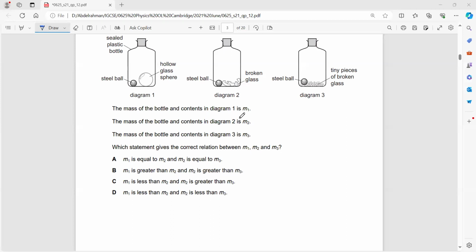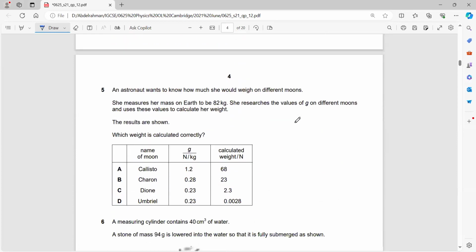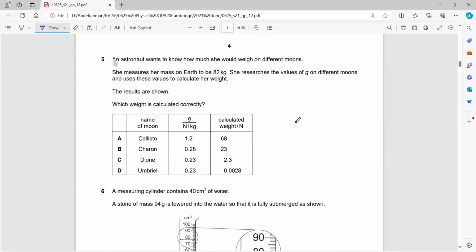Yes, someone said A. Yes, it is A, definitely. Why is it A? Because you didn't add any mass. Yes, they are the same. You did not add any glass, any air, or water. You added nothing, so it's the same mass. It's just a matter of you broke the glass and that's it. Okay, good.